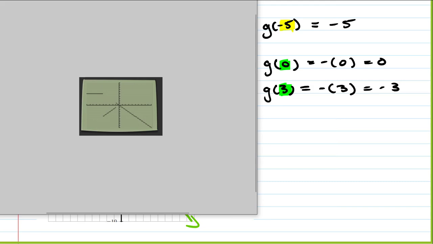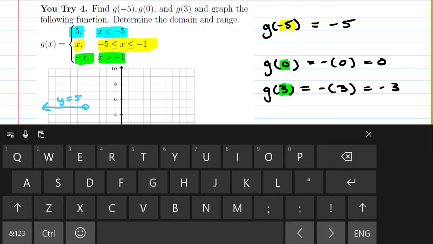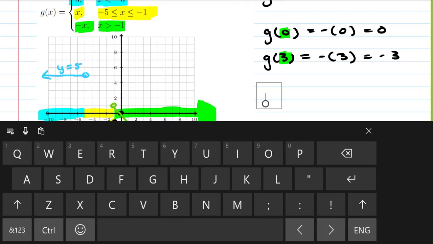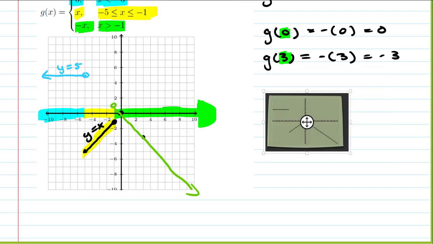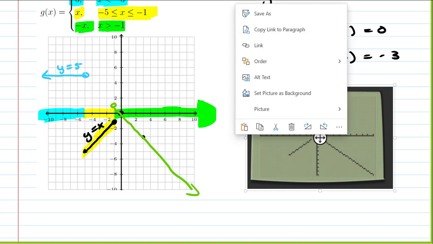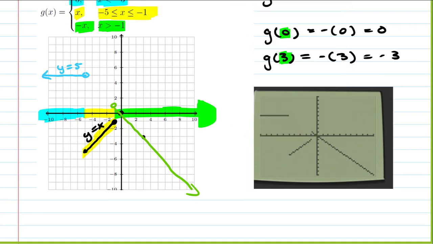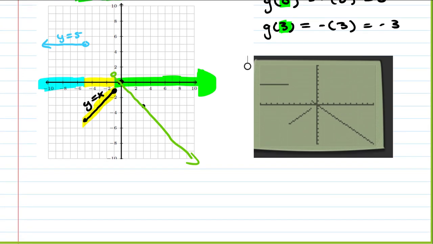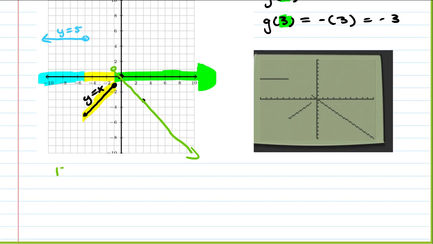So either way, looking at either of these pictures, we can now find the domain and the range. So are there any x's that aren't in the domain? And the answer is no. So our domain goes from minus infinity to infinity.